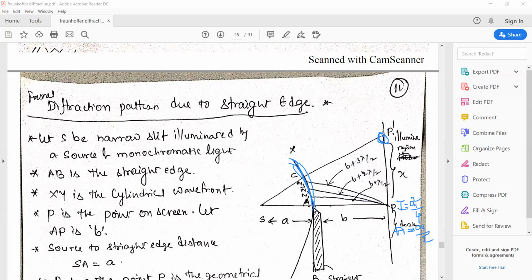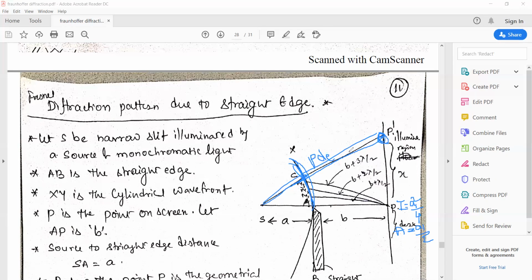To find the intensity, I draw a line connecting the slit to point P dash. For point P dash, C will be the new pole. Okay, now I want to find the intensity at point P dash.